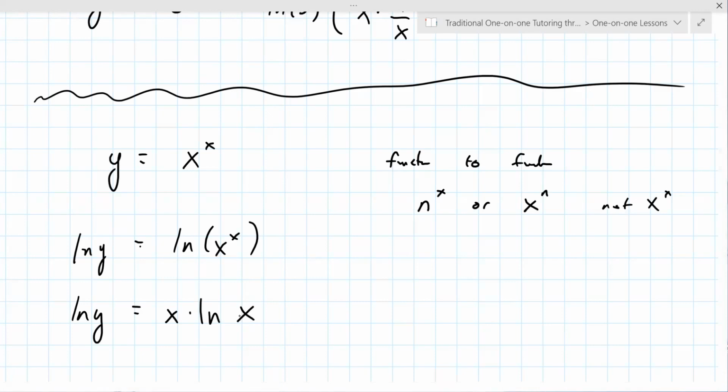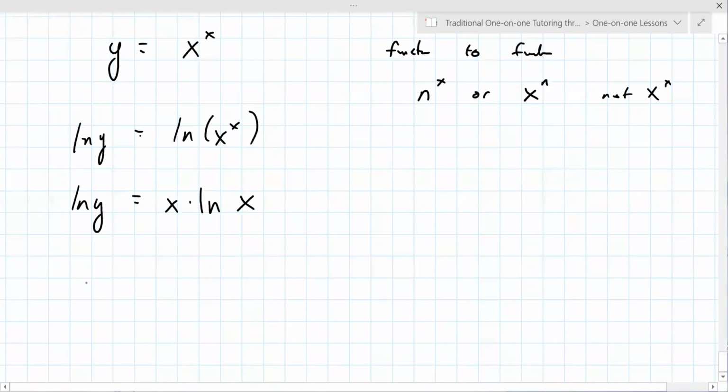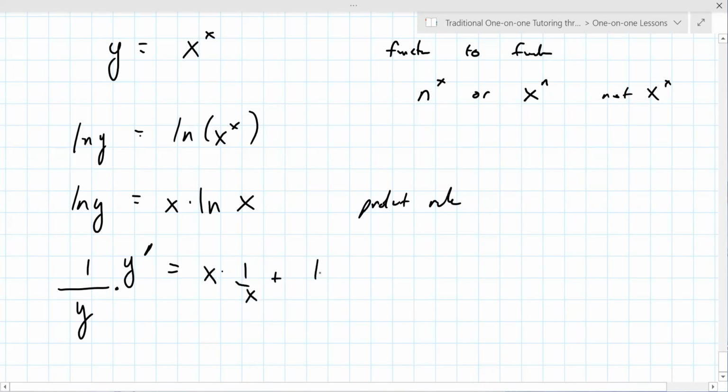Okay, so now on the left, it's a derivative implicitly. So you treat y like it's an x, it's 1 over y times the derivative of y, which is y prime. On the right, it's almost always product rule. We've done this one a bunch. It's x times 1 over x plus natural log of x times 1.